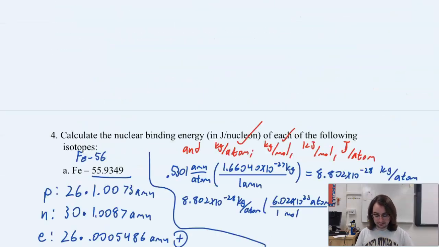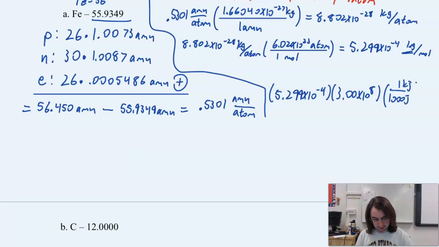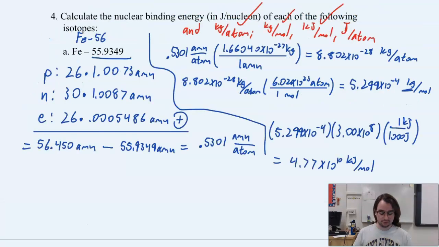So I'm going to just plug in. Mass is 5.299 times 10 to the negative 4th. The speed of light is 3.00 times 10 to the 8th. And I'm also going to put in a quick conversion to go from kilojoules into joules. And that gives me 4.77 times 10 to the 10th kilojoules per mole. Now that I'm in kilojoules per mole, I've satisfied one of those things. Kilojoules per mole is a really great thing for me to calculate.